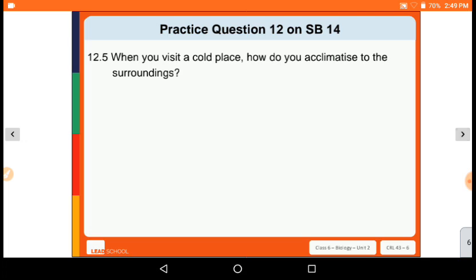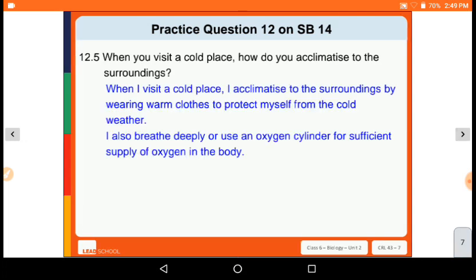Now the next question is 12.5 on SB 14. When you visit a cold place, how do you acclimatize to the surroundings? When I visit a cold place, I acclimatize to the surroundings by wearing warm clothes to protect myself from the cold weather. I also breathe deeply or use an oxygen cylinder for a sufficient supply of oxygen in my body. So you have to write this question.